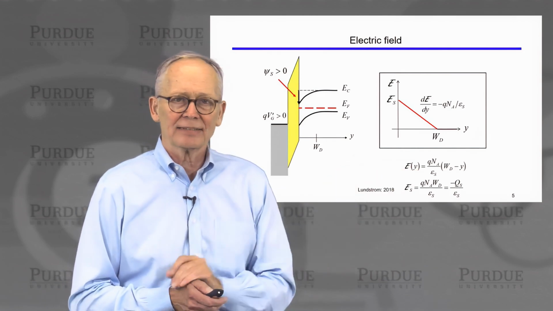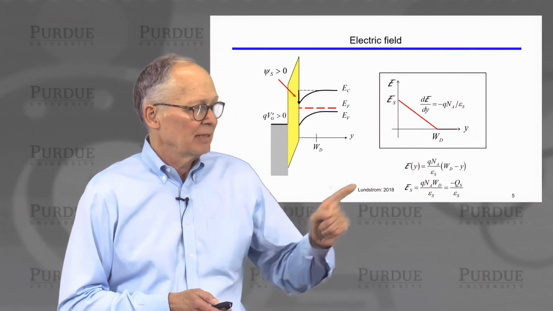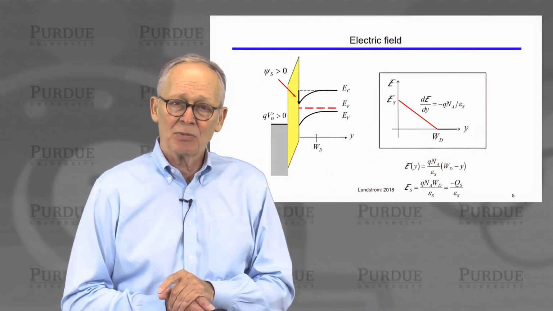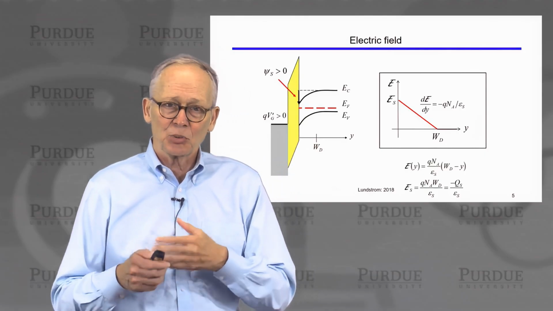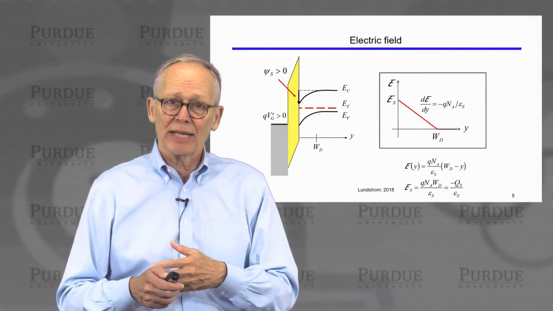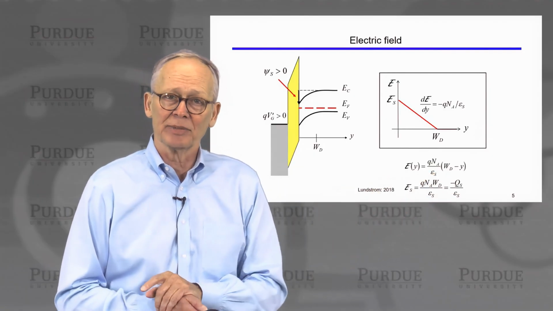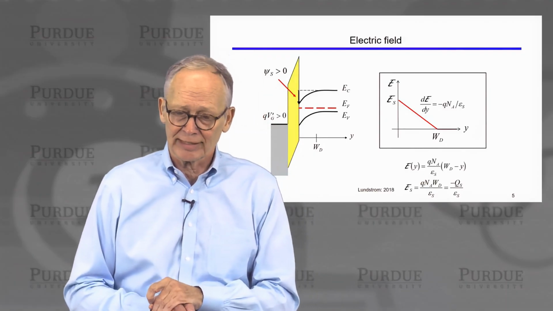Q times Na is the space charge density per unit volume. W sub d is the depth of the depletion region. When I multiply the two, I get the charge density per square centimeter. I'll call that Q sub s, the charge in the semiconductor per square centimeter. That's an important quantity that we're going to be looking at over and over again.